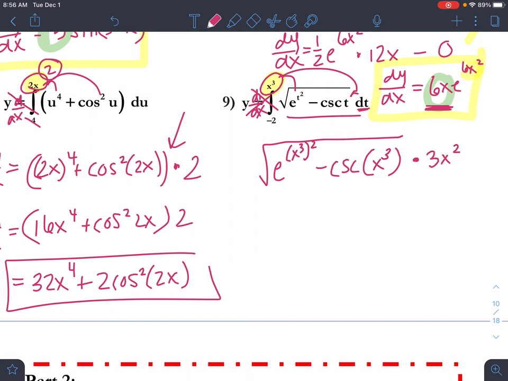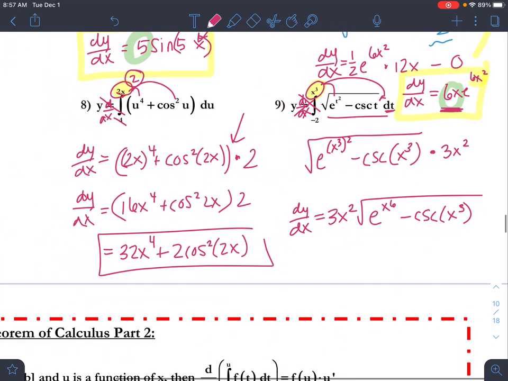Okay, so that's where it's a little bit confusing. People want to try to do chain rule from here. It's chain rule from the upper limit of integration. That would literally be it. If you want to rewrite it a little bit, you could say dy dx, 3x squared times the square root of e to the x to the 6th minus cosecant of x cubed.